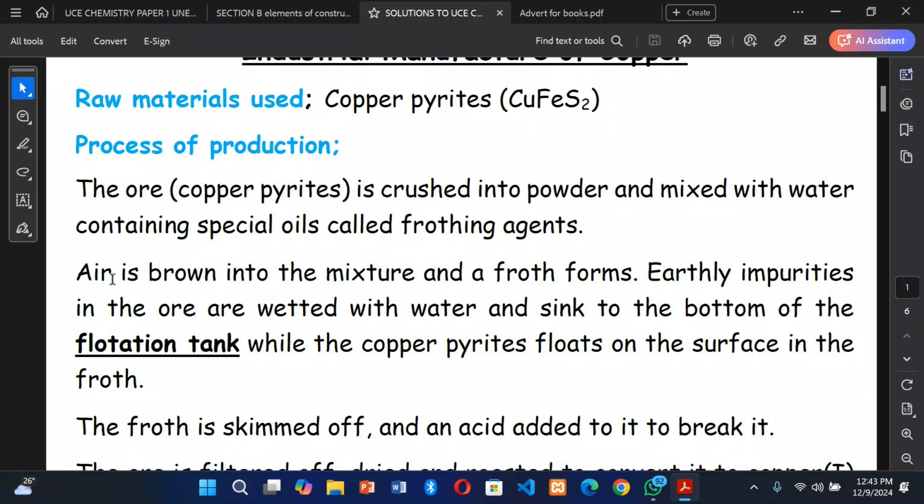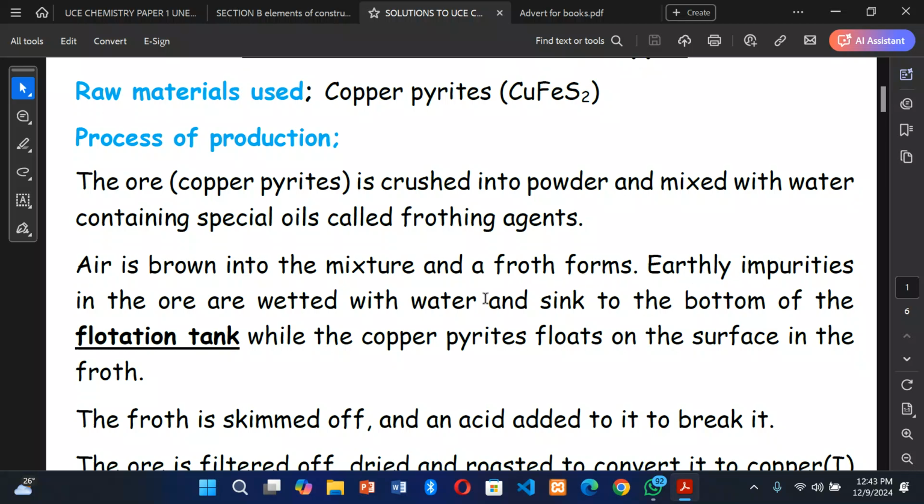In step 2, air is blown into the mixture and a froth forms. Earthy impurities in the ore are weighted with water and sink to the bottom of the flotation tank. Now, this is the vessel. It has been underlined. The vessel, the flotation tank, is the vessel. So there's also a score on the flotation tank. So the vessels, the things that you're going to be using during the process of production, are supposed to be included in the process of production.